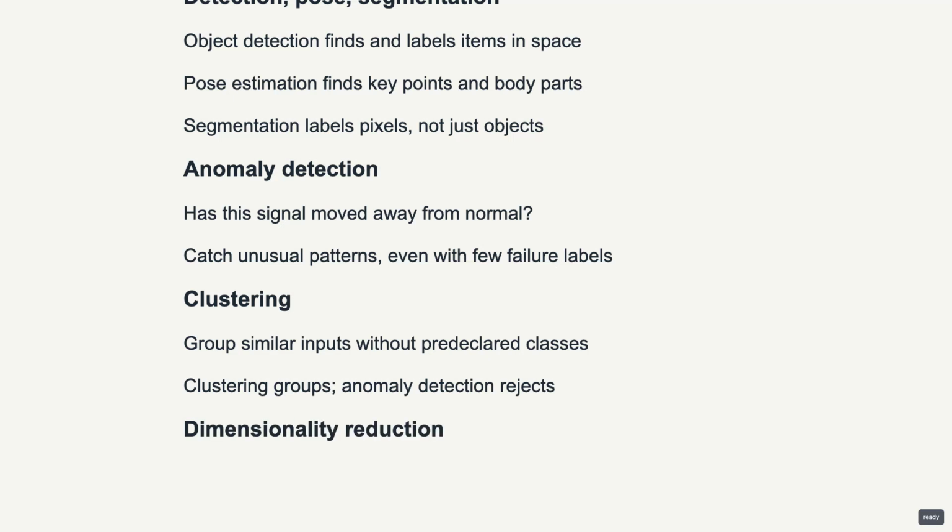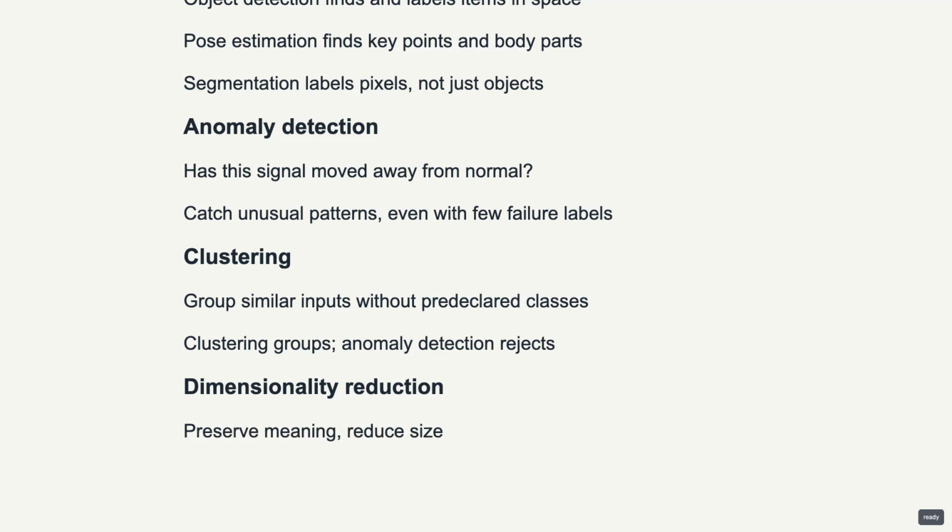Dimensionality reduction makes data smaller and easier to work with while keeping the important meaning. It often helps when raw inputs are large, noisy, or expensive to compare directly. A long audio clip can become an embedding, a face can become a compact vector, and sensor traces can be mapped into a smaller space. That smaller space makes comparison and pattern matching cheaper.